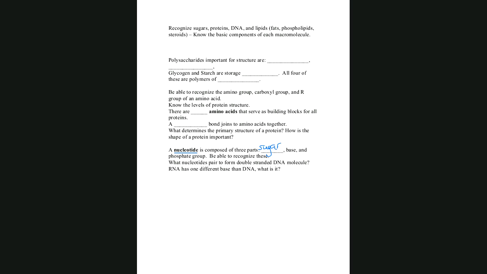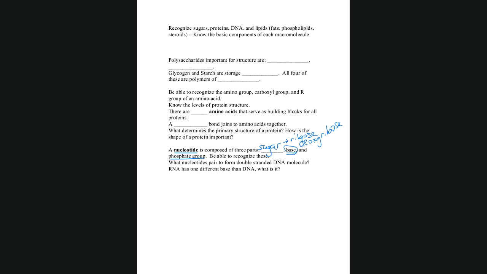And the sugar can either be what's called a ribose. So if you hear those terms, I want you to know a ribose is a type of sugar. Or a deoxyribose. And when we talk about DNA later in the semester, we'll talk in more detail about the differences between these two. But essentially, we've got a sugar, we've got a base, and we've got a phosphate group. The sugar and the phosphate group are the same for the nucleotides, but what's different is the base.